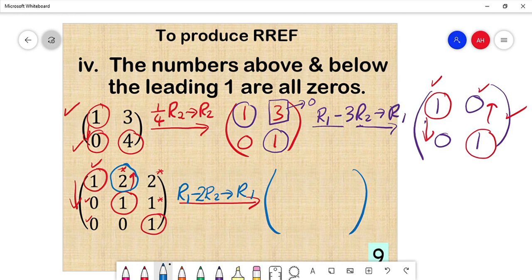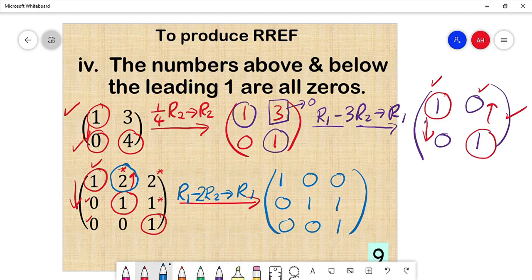Okay, row number 2 is still the same, that is 0, 1, 1. Row number 3 also is still the same, that is 0, 0, 1. The only one that changes is row number 1, so we have 1 there. 2 minus 2 is 0. 2 minus 2 is also 0 there. Okay, that's the new matrix.